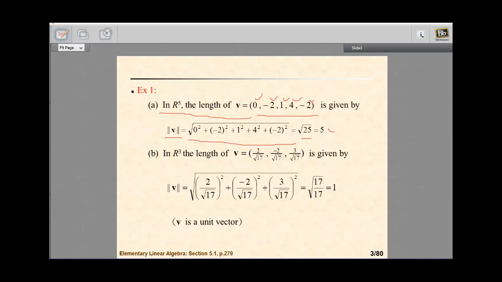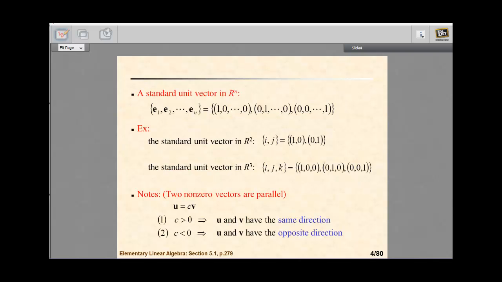Similarly, if we have a vector in R3 given as 2 upon root 7, minus 2 upon root 7, and 3 upon root 7, find the norm of this vector. Norm means take the square root of the sum of squares. We square each component and add them, and when we add them, we get 17 by 17, which is equal to 1. We remember all these things from week 6 or week 7.